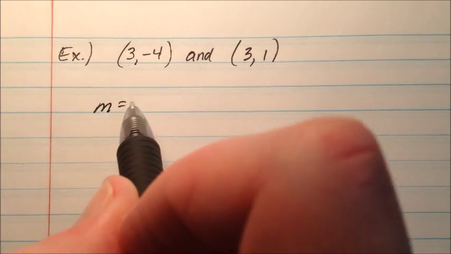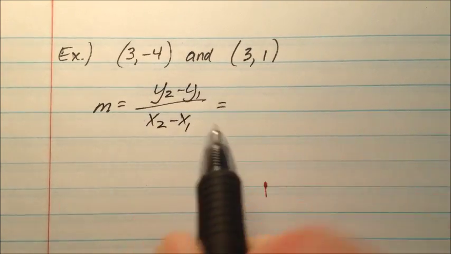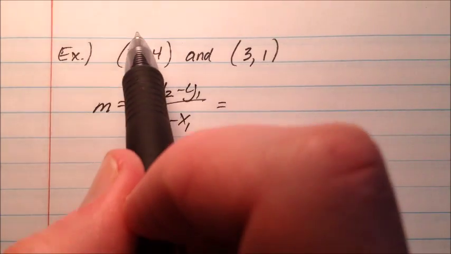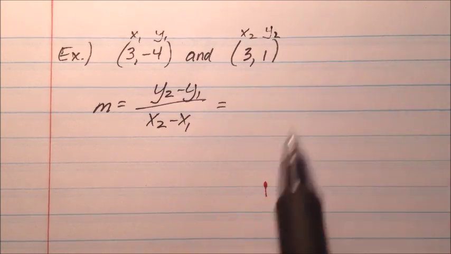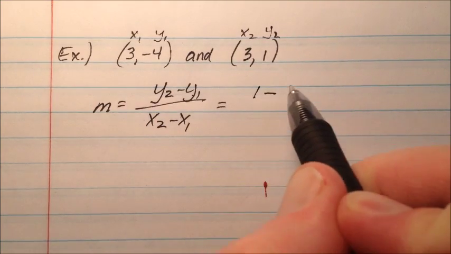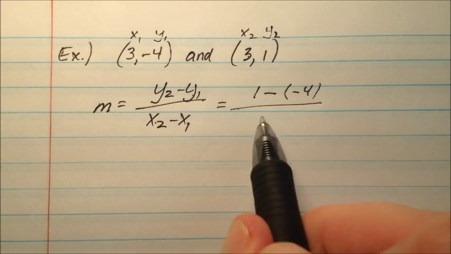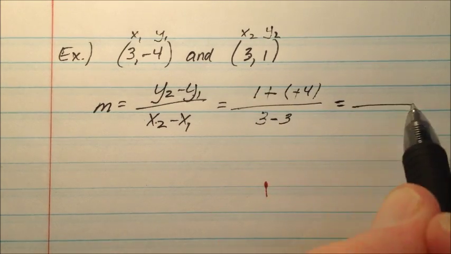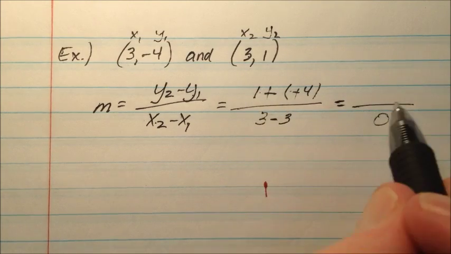So to find our slope, just like we've been doing over and over again, we have our formula, y2 minus y1, all divided by x2 minus x1. So we have our x1 and y1, and we have our x2 and y2. We'll just go ahead and plug our values in. y2 minus y1 should be 1 minus a -4. And x2 minus x1 should be 3 minus 3, which, interesting, on the bottom looks like we're going to get 0. On the top, when we go swoosh swoosh, we get 1 plus 4 is 5.